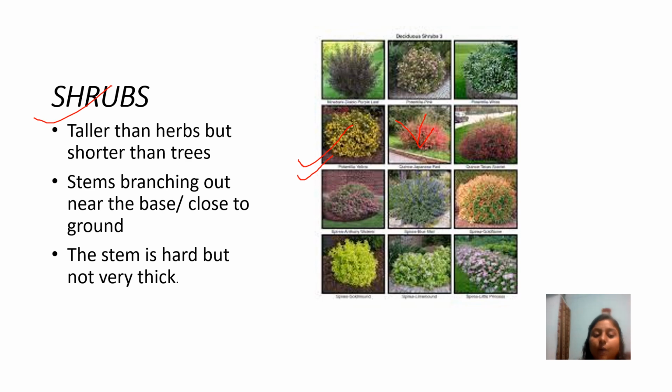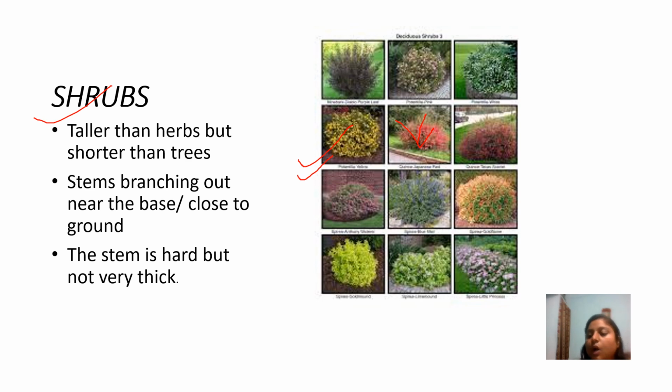Okay students, now the stem is hard but not very thick. Okay, what we can say that हर्ब्स के जो स्टेम्स है वो हम जनरली बहुत इजीली अपने हैंड से तोड़ लेते हैं, बट जो श्रब्स है देयर स्टेम इज हार्ड बट नॉट वेरी थिक. ओके, इसकी जो स्टेम होती है वो हम लोग हाथ से इजीली नहीं तोड़ सकते हैं. ठीक है, इसकी जो स्टेम होती है वो हार्ड है बट वो थिक नहीं होती हर्ब्स की तरह.